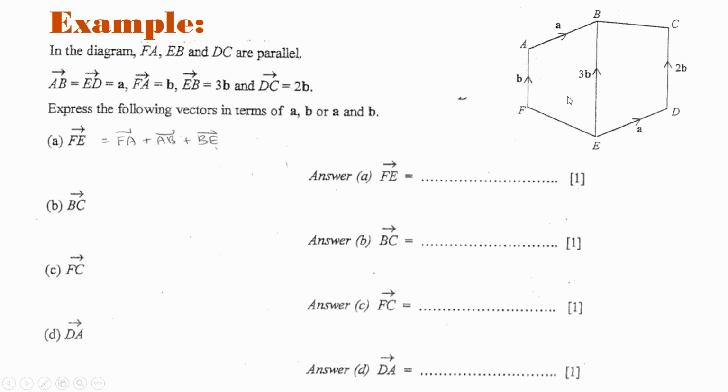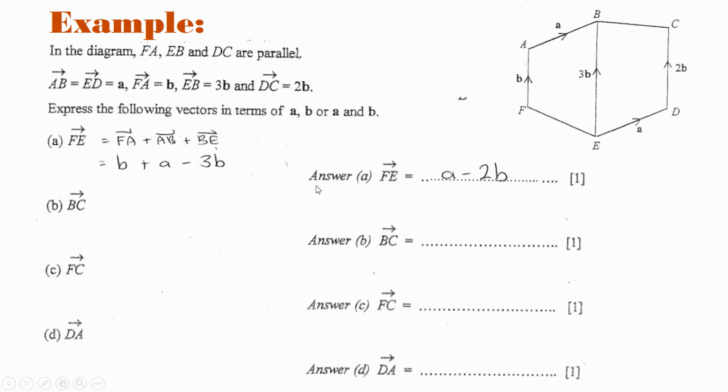I've gone F to A plus A to B. Don't forget to draw your little arrows above. Otherwise, if you don't draw the arrows, it's not a vector anymore. AB just means a line AB, but with the arrow, it means vector AB. So FA plus AB plus BE. FA is B, plus that one is A, and BE is going against the arrow now, so it's minus 3B. Then you combine like terms. A is just A, B minus 3B is overall minus 2B. So overall the vector FE is A minus 2B.